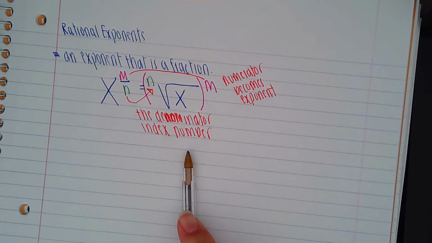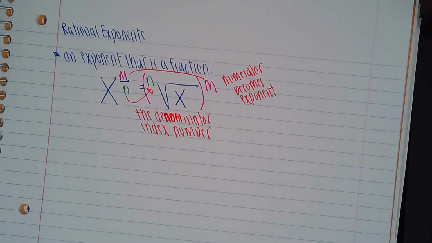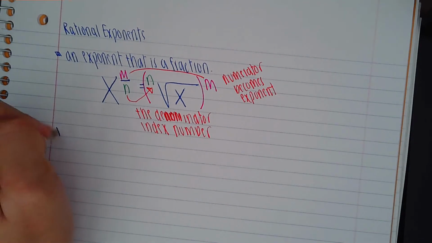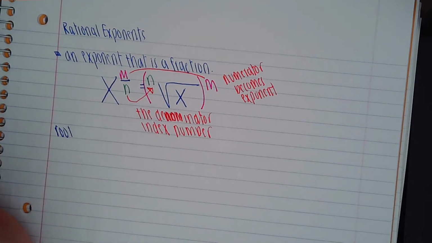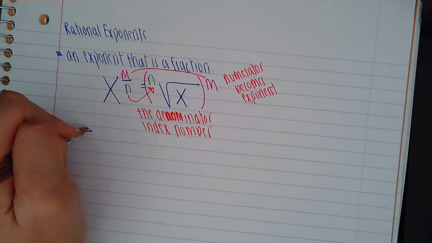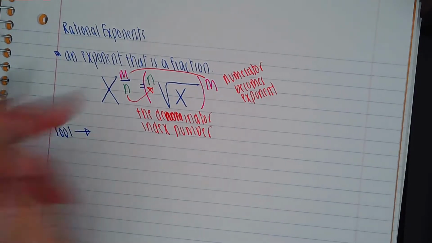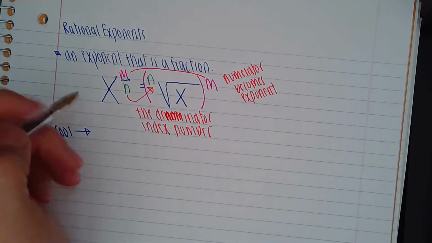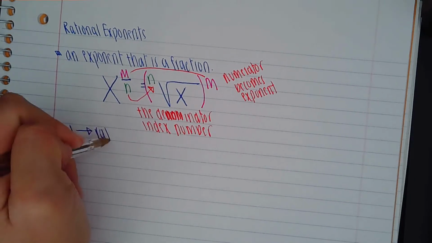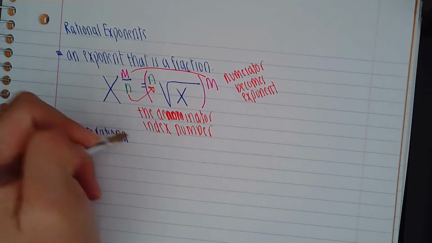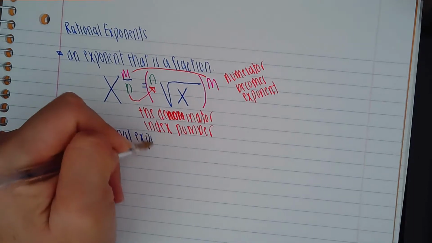Let's actually do some examples from a root to a rational exponent. And then hopefully this will bring clarity to what all of this looks like, because it looks super confusing, huh? So root to rational exponent.